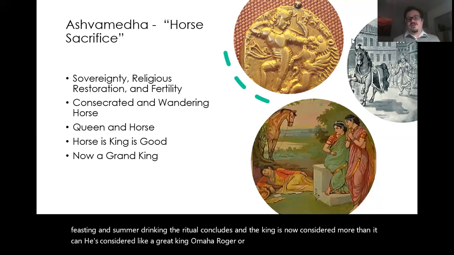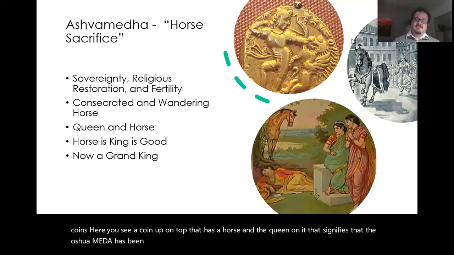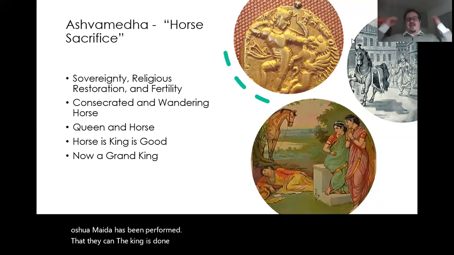In fact, he would issue coins. Here you see a coin up on top that has a horse and the queen on it that signifies that the Ashvamedha has been performed, that the king has done the Ashvamedha, and he's now like a grand king or an emperor.